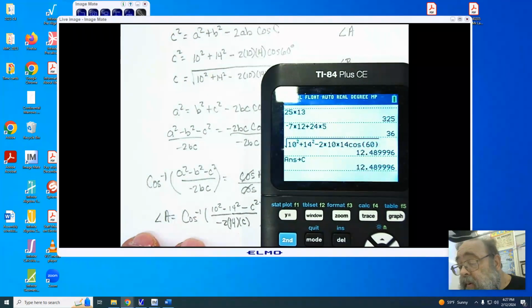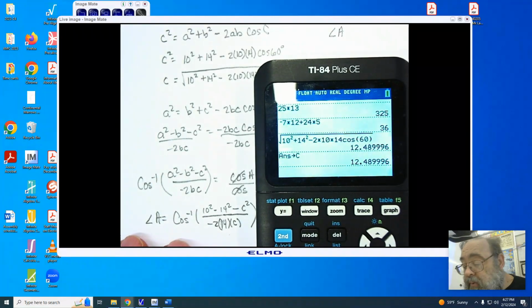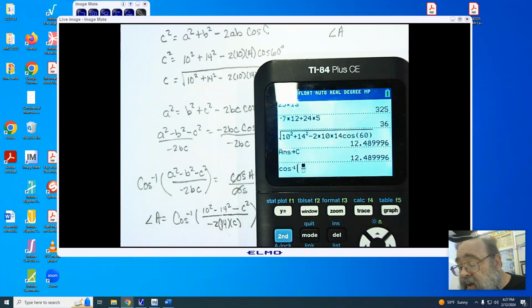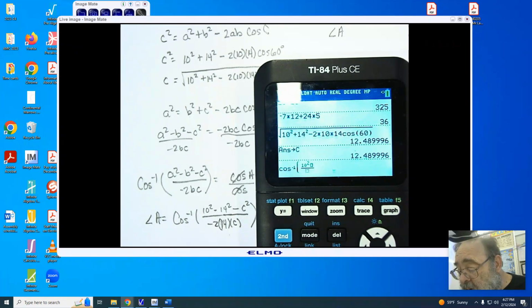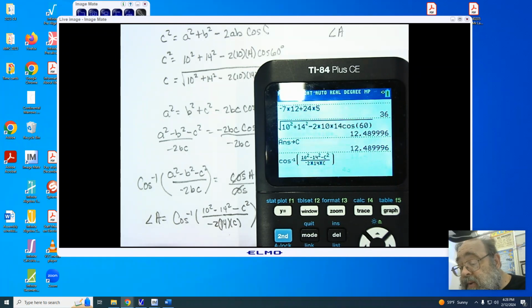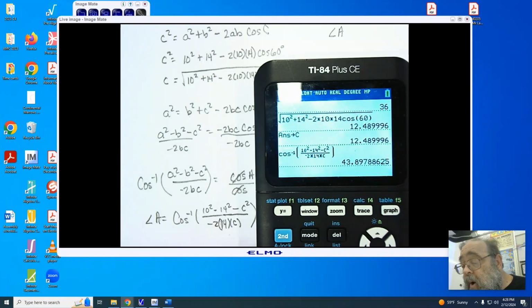Here we go. Once again, directly into the calculator. Don't try to do anything fancy. Second function cosine, then 10 squared minus 14 squared minus alpha C, the quantity squared, divided by negative 2 times that 14. Make sure you multiply times 14 times alpha C. We're now going to close the parenthesis and hit enter. This is our angle. We now know angle A.